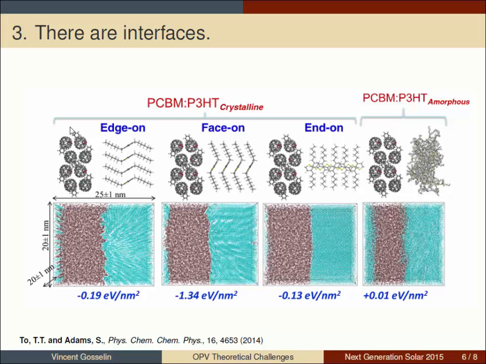And so that's an issue. Which brings me to my third challenge: in order to dissociate these excitons, as we all know, we need interfaces, and in terms of electronic structure calculation, interfaces are probably one of the biggest challenges. Here's an example of a study that's been done on such interfaces in molecular dynamics.